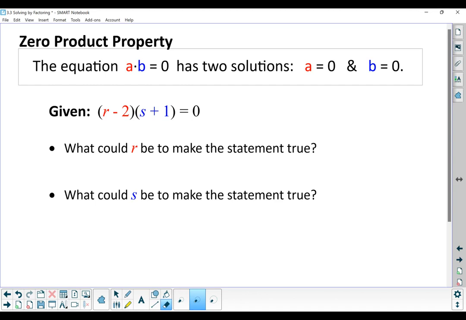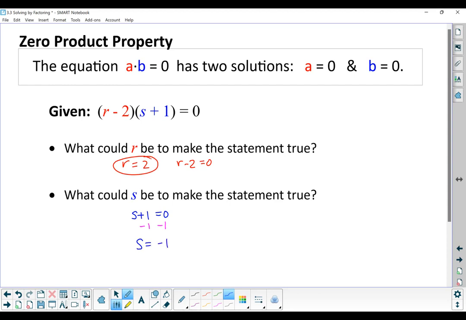If two things multiply together to give you 0, there are two solutions. So maybe the A is fancy. Maybe the A is an R minus 2. What value could R have to make that statement true? And hopefully you're thinking to yourself, well, if R is equal to 2, then R minus 2 is 0, which would make the product equal to 0. So R equals 2 makes that a true statement. And what value could S take on? What if the B was a little fancy and was an S plus 1? Well, that S plus 1 could be 0, and in that case, we would have the solution that S is equal to negative 1.